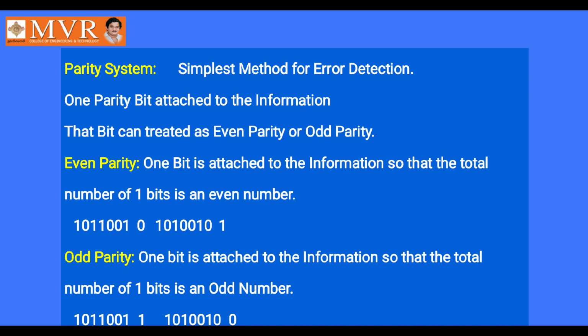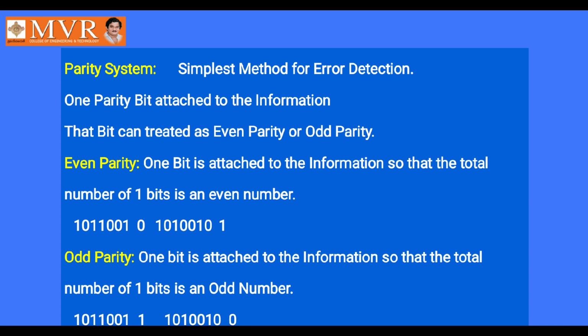So, same example, you take the just previous one, as given: 1011001. How many ones are there in this input? 4 ones are there. But what is our concept? We should make it an odd number of ones, so there should be 5 ones. Because it is the odd parity method, we add an extra bit with the value of 1. Together it gives 5 ones. So this is called odd parity.